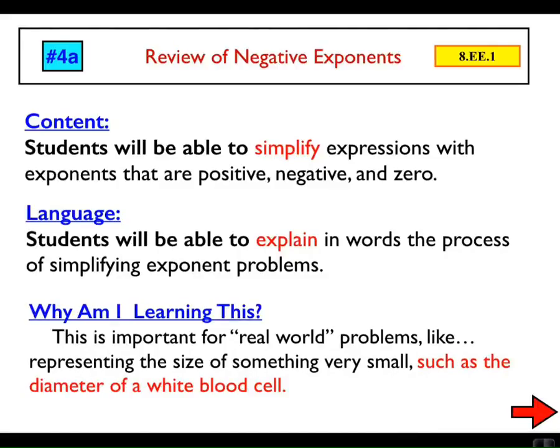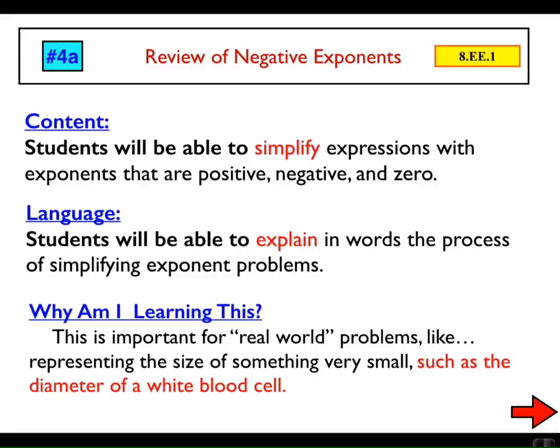So today for 4A, we're going to be reviewing negative exponents. Already we've taken care of positives and zero exponents. Now we're going to include negative exponents. Our content objective is students will be able to simplify expressions with exponents that are positive, negative, and zero. Language objective is students will be able to explain in words the process of simplifying exponent problems.